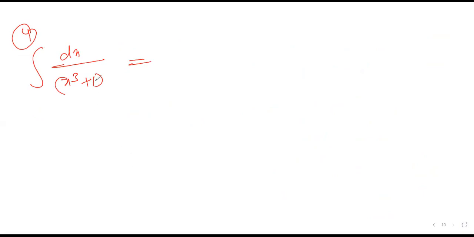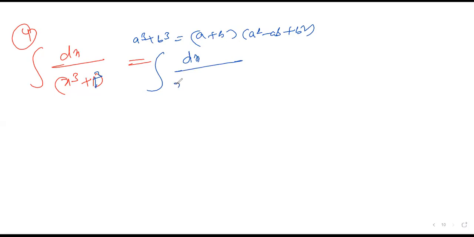So how should we move? X cube I can write as 1 cube also. That is the formula for a cube plus b cube: a plus b into a square minus ab plus b square. This is the formula. I should try to open the question. Just simplifying, it is x plus 1 into x square minus x plus 1. Clear?